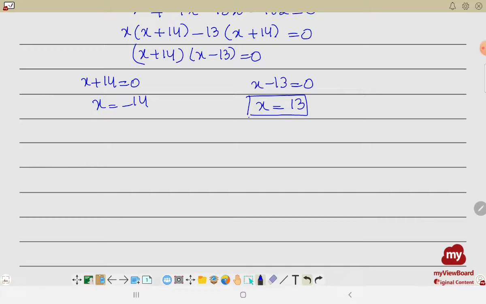So at the end we are going to write, therefore, the first number that was supposed to be x is equal to 13, and the second number was what we supposed as x plus 1. So 13 plus 1 is equal to 14. So the two numbers are 13 and 14. Hope you understand the sum. Let's move to the other question.